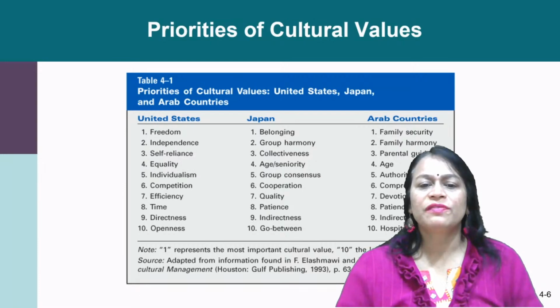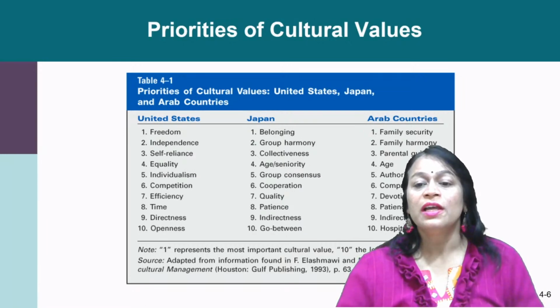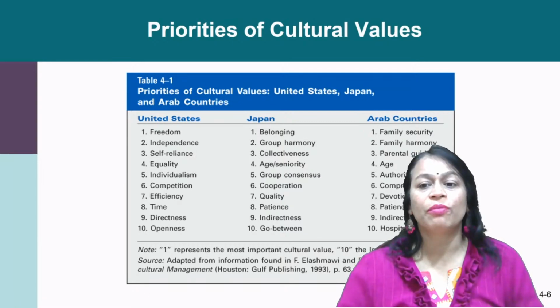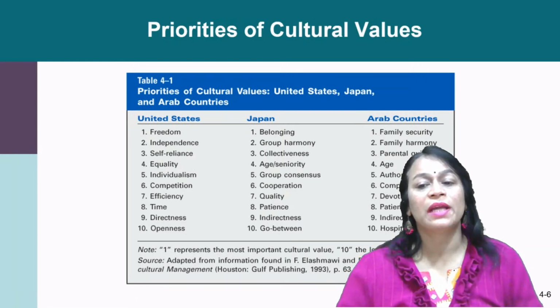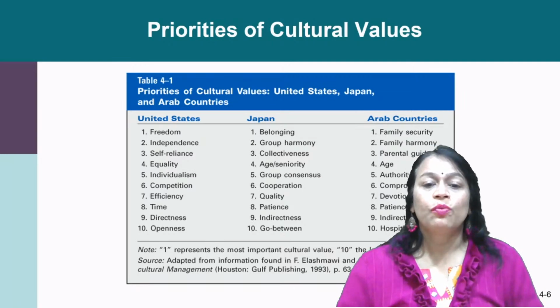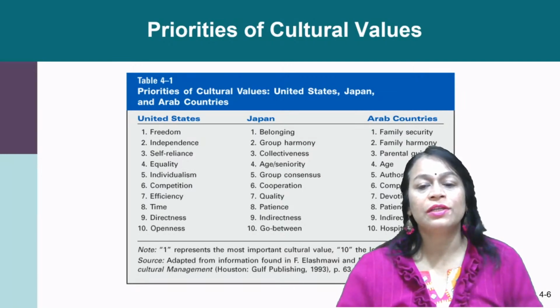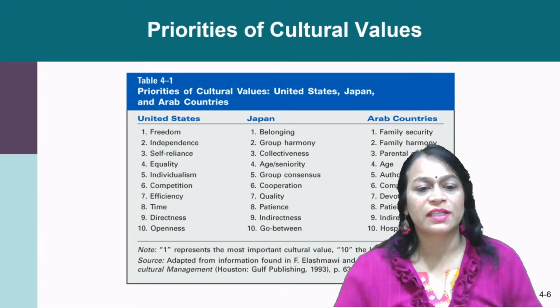The second example is of Japan. They value belongingness to a group. They value group harmony. They always believe in teamwork. The Arab countries, they value family security a lot. They will do whatever is important to take care of their family. Family harmony. They will go to a great extent to ensure that the family harmony is maintained. So both Japan and Arab are directly showing that they are countries that believe in collectivism.